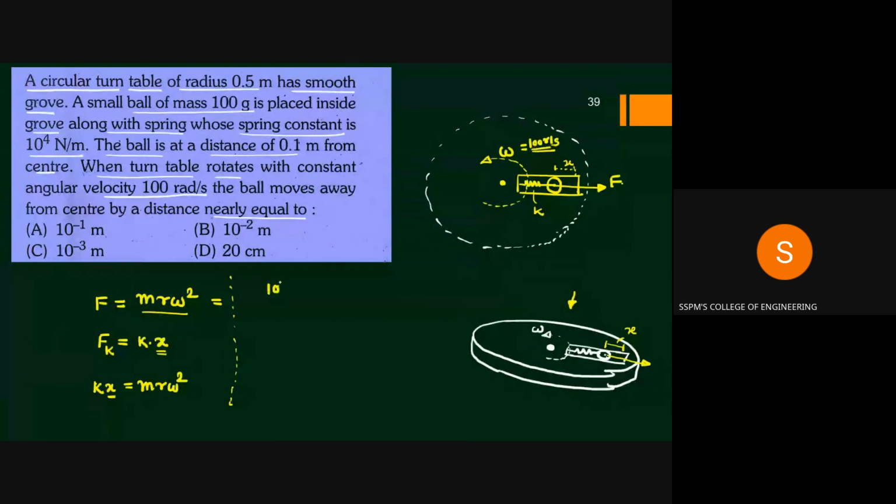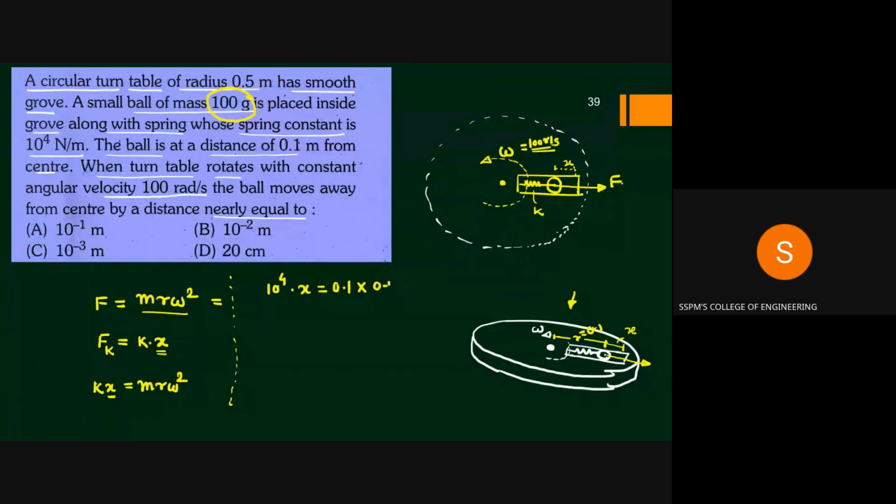So K value is 10 to the power 4 Newton per meter into x. This is equal to mass, which is 100 gram. So again use the SI unit. 100 gram is 0.1 kg into radius. The radius is given: the ball is initially at distance 0.1, so that is the radius. Radius means the position of the ball from the center point. This is given as 0.1 meter.